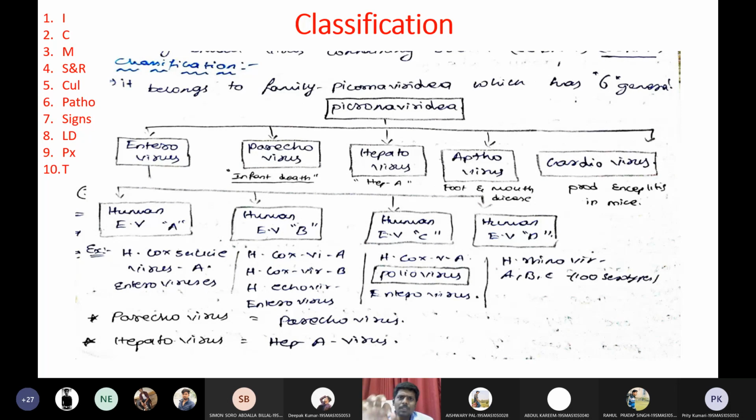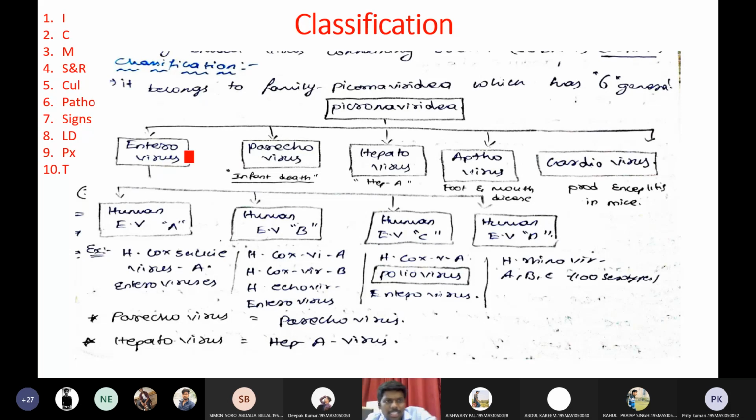Now, this family Picornaviridae is further divided into 5 classes. We have enteroviruses, parechoviruses, hepatoviruses, aphthoviruses, and cardioviruses. So we have 5 classes that include entero, pare, hepato, aphtho, and cardioviruses.